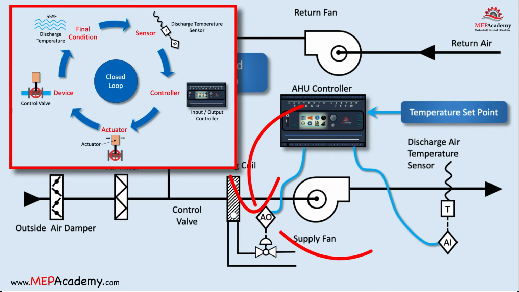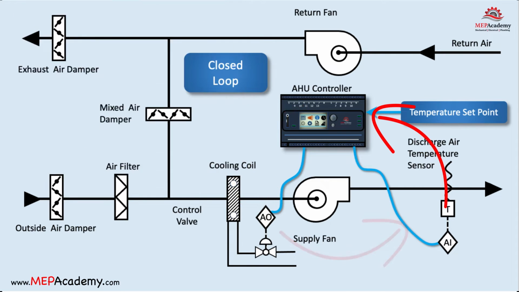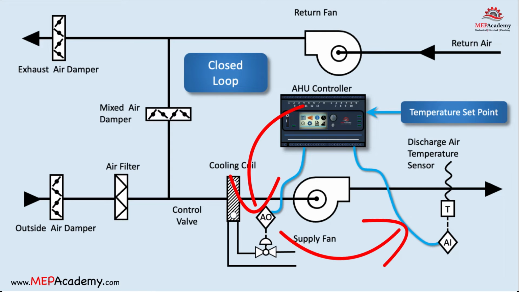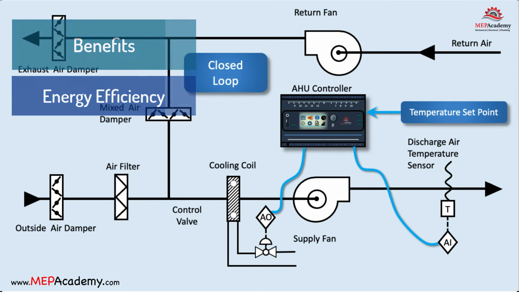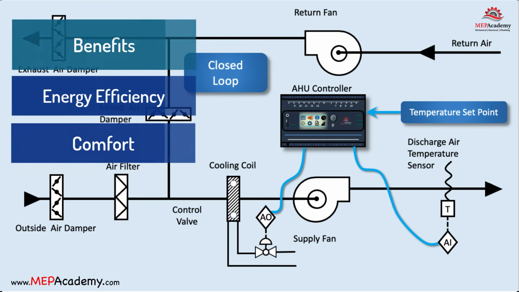This entire process forms a closed loop system. The controller continuously receives feedback from the discharge air temperature sensor and adjusts the coil control valve to maintain the desired discharge air temperature. Benefits: energy efficiency. By precisely controlling the coil operation, the system optimizes energy consumption. Comfort. Consistent discharge air temperature ensures a comfortable environment for occupants.